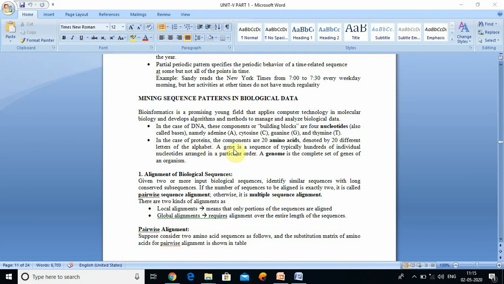A gene is a sequence of typically hundreds of individual nucleotides arranged in a particular order. A genome is the complete set of genes of an organism. Complete set of genes of an organism.